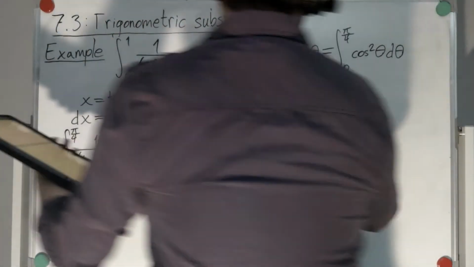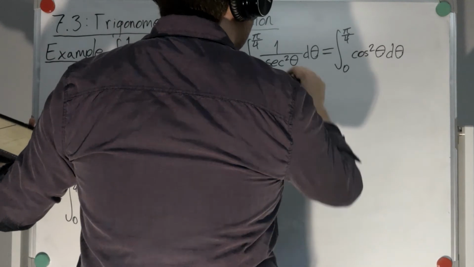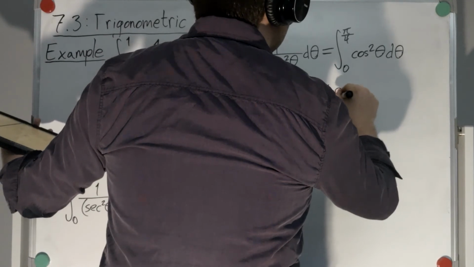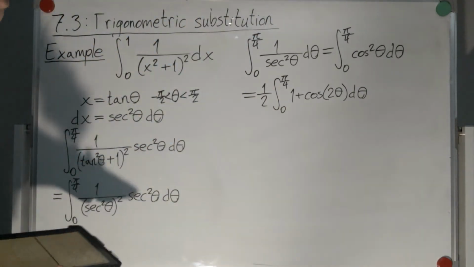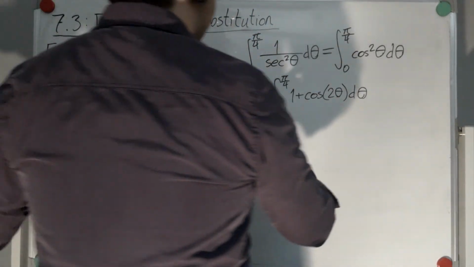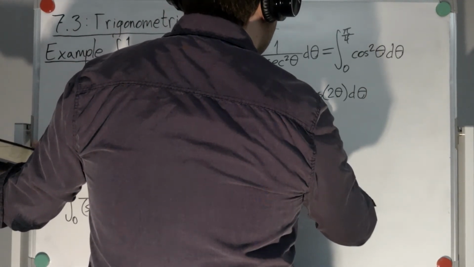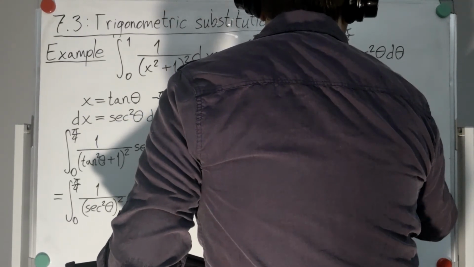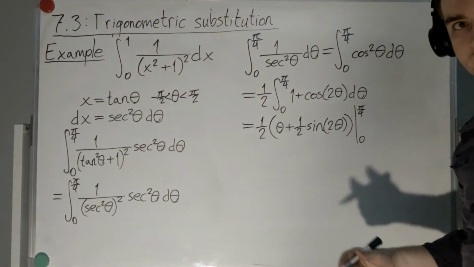Yes, this is, once again, just the integral from 0 to pi over 4 of 1/2 times 1 plus the cosine of 2 theta d theta. We pulled the 1/2 out because it's a constant. And then we do this antiderivative. This antiderivative becomes 1/2 times theta plus 1/2 sine of 2 theta. And all of this is evaluated from 0 to pi over 4. Okay?